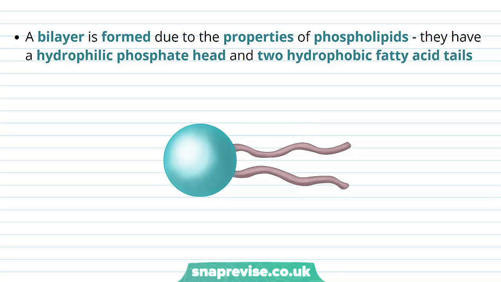So why does the molecule form a bilayer? Well, it's more to do with the properties of the individual molecules, or the phospholipids, which causes this. They have two parts to them. So this is one phospholipid molecule.